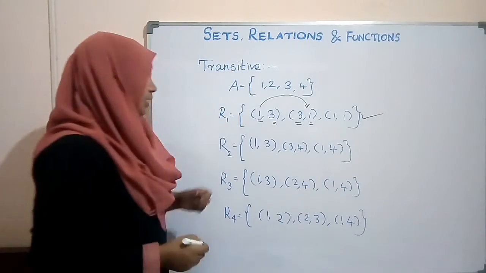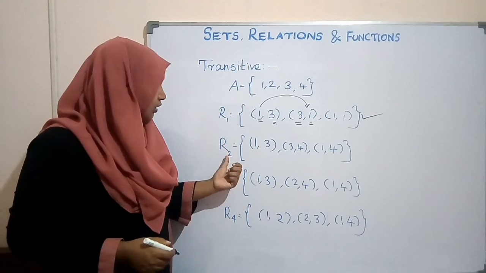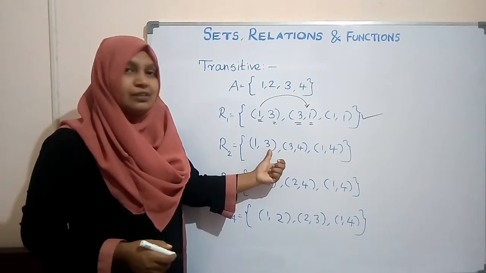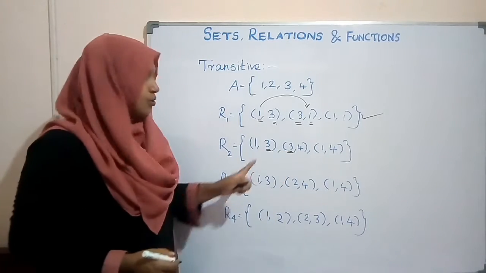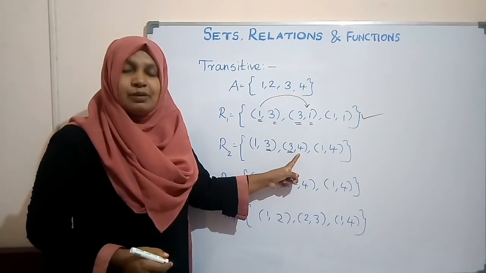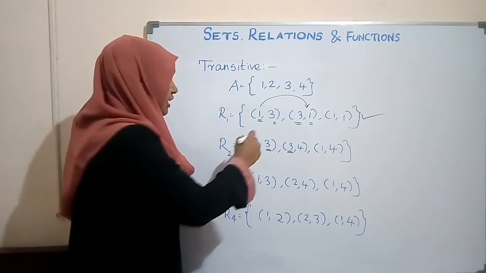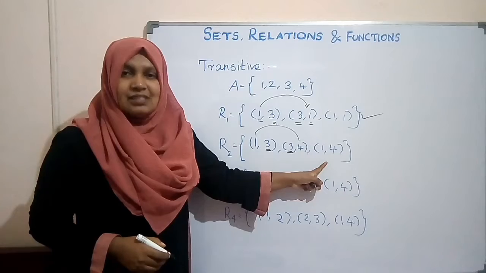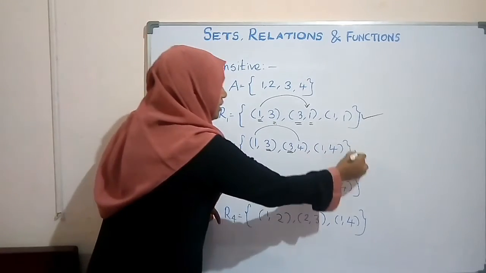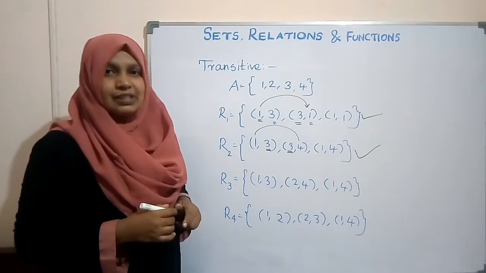So the next one, R2. R2 has the element (1, 3), ending with 3. Yes, again there is one starting with 3. So (1, 3) is there, and (3, 4) is there. Then compulsorily we need (1, 4). Yes, we have (1, 4). Then it is a transitive relation. Yes, it is also a transitive relation.